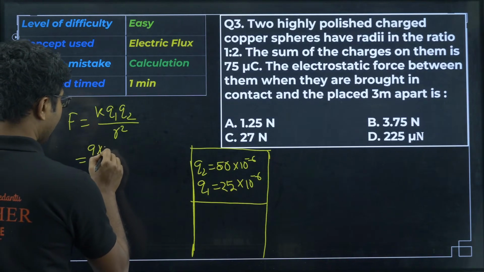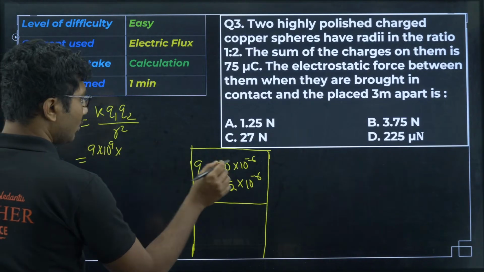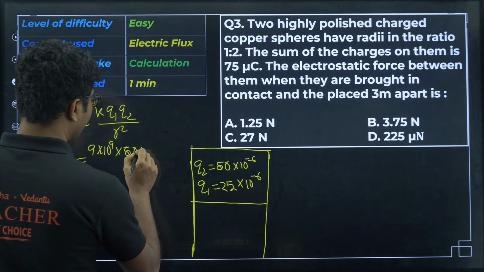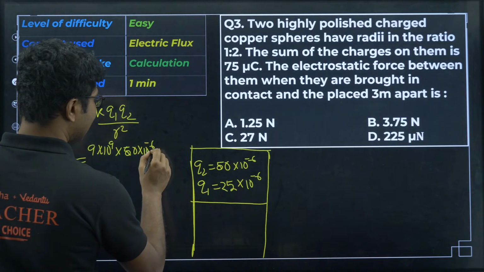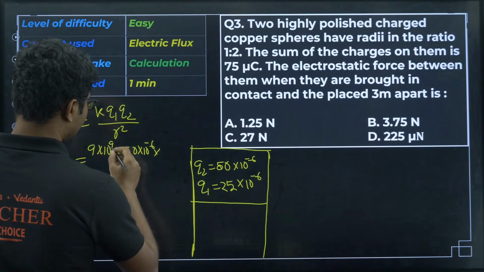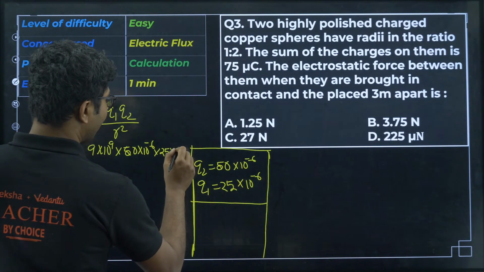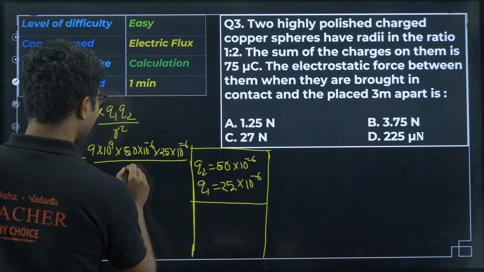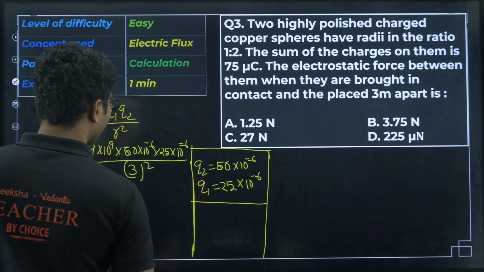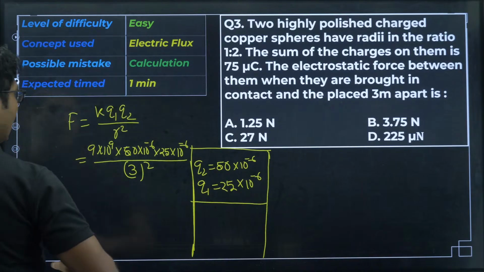K is 9 into 10 to the power of 9. Q1 is 50 into 10 to the power of minus 6. Q2 I have written first, let me write Q1 second. 10 to the power of minus 6 divided by 3 square. Okay. Now we have to simplify.